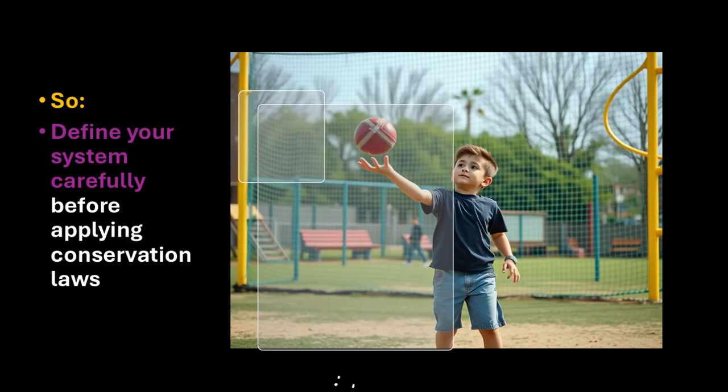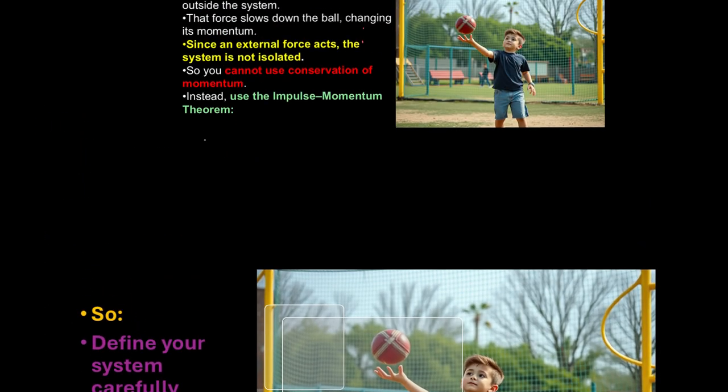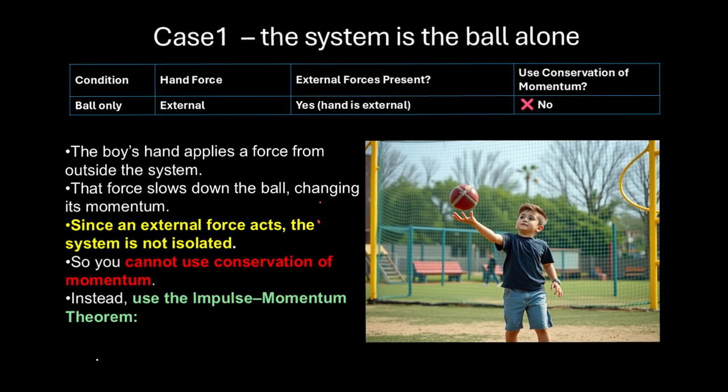So we just said that it is really important to choose your system very carefully before we apply conservation of momentum or impulse momentum theorem. And we'll consider three cases here. Case one, the system is the ball alone, only this. So we just have this ball to be the system here, right? Only this ball, not the hands. Only the ball to be the system.